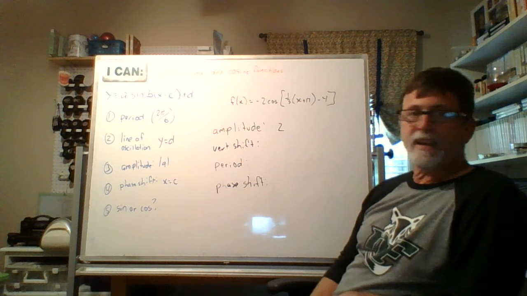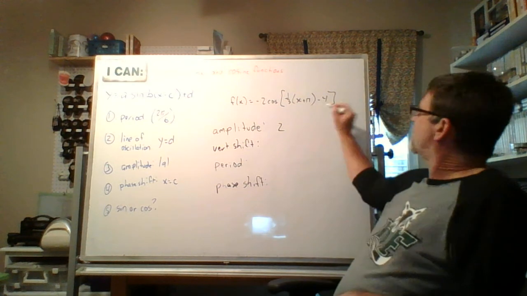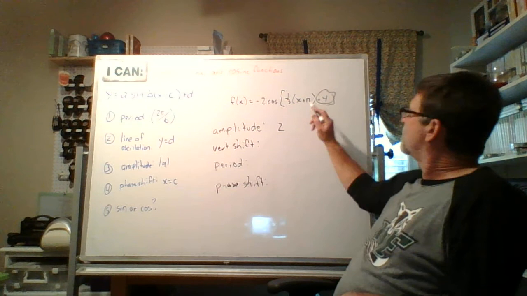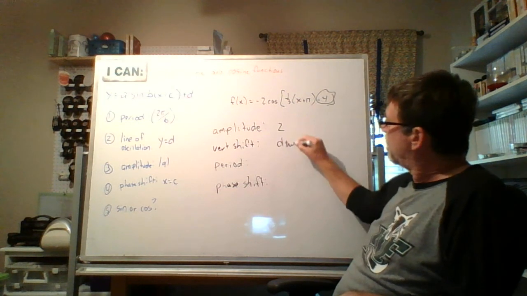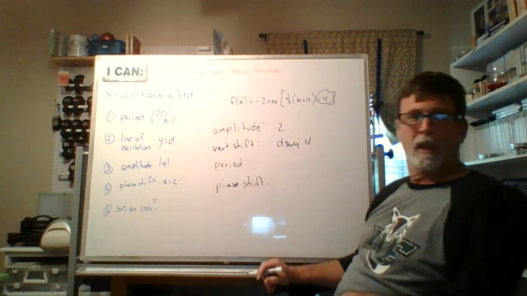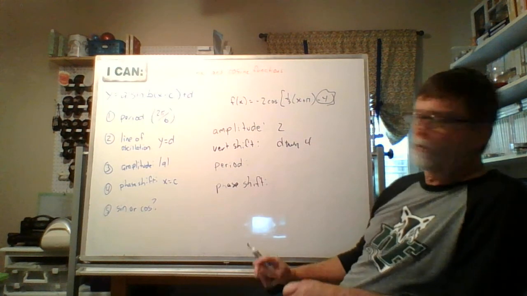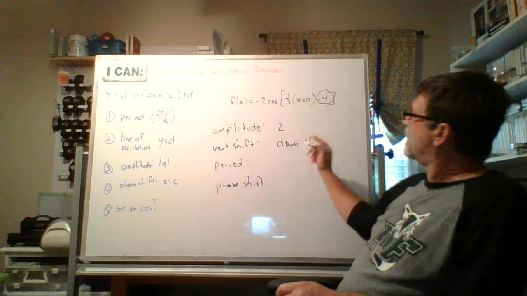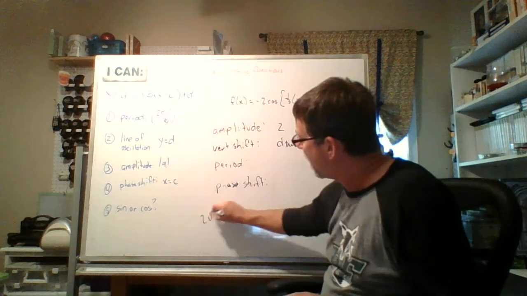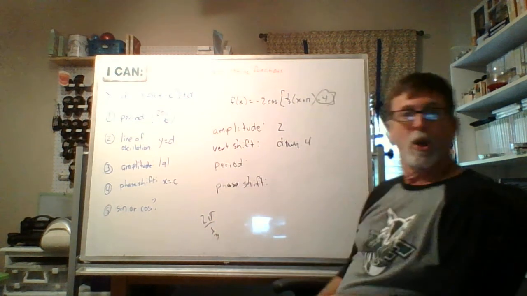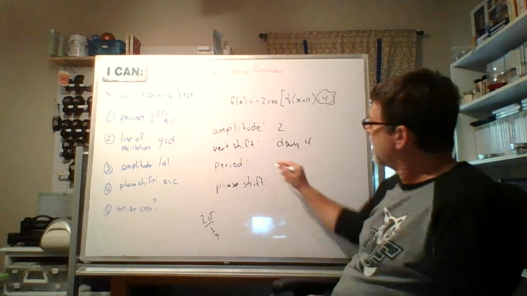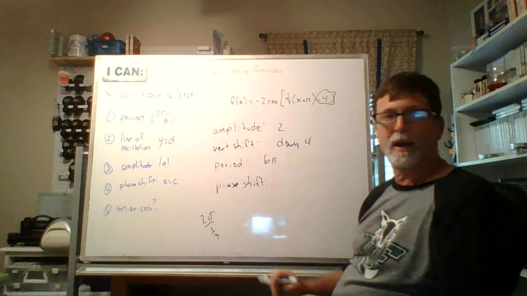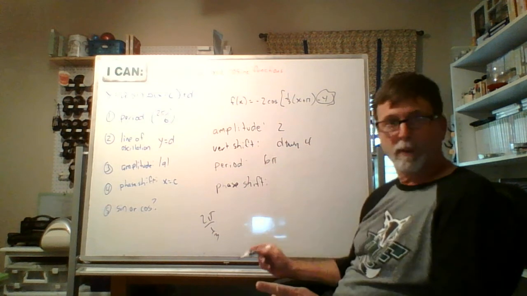This graph has a vertical shift. The vertical shift is the number on the outside. In this case, it's going to be -4, which means I'm going to go down 4. The period is 2 pi over b. I'm in the proper form. The period is going to be 2 pi over 1/3, which is the same thing as 2 pi times 3 over 1. The period of this graph is going to be 6 pi. It's going to take 6 pi units before it completes a cycle.